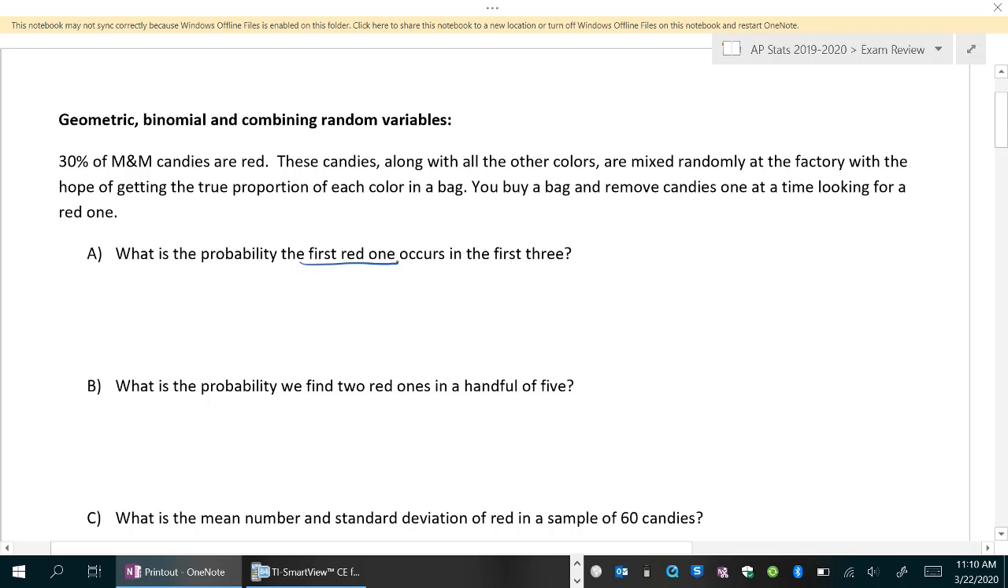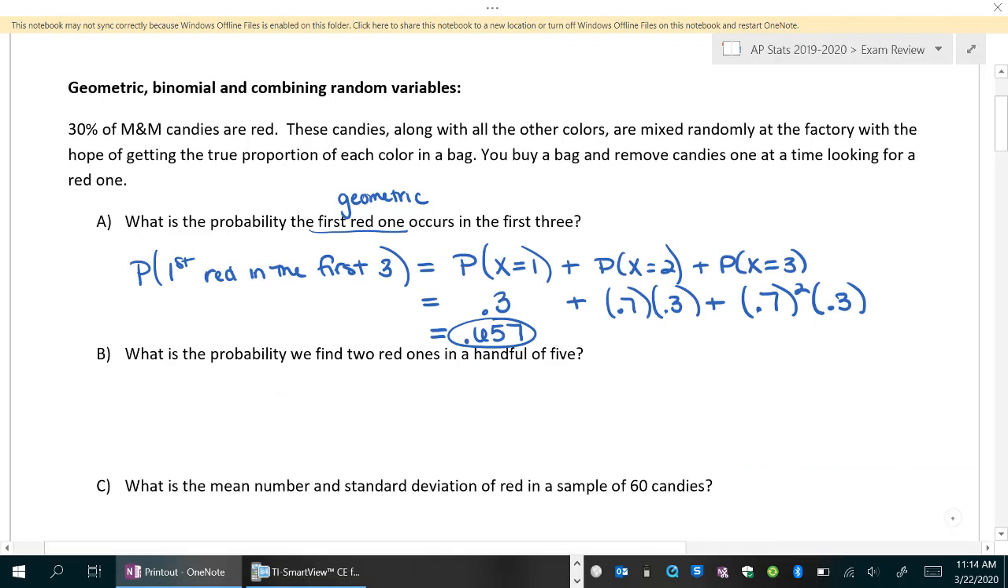Now, because it's only asking for that first red one that you grab, this indicates that it's geometric probability. So I'm going to write out the formula that we would use, and then we'll talk about this. Okay, so because we want to know what is the probability the first red one occurs in the first 3, this means that it could occur on the first one you take out, the second one, or the third. So to set this up, I've started by taking the probability of x equals 1. So this means the very first M&M you pull out of the bag is red. So the probability of that occurring is 0.3.